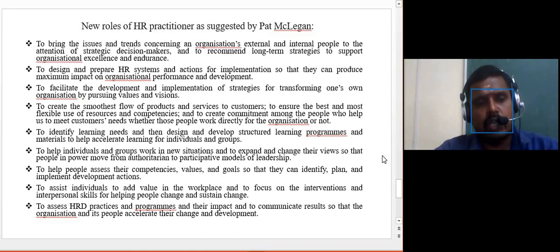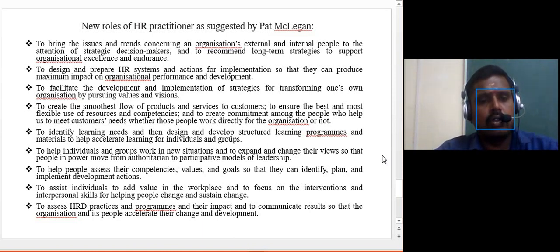And the fourth one: to create the smoothest flow of products and services to the consumers. It ensures the best and most flexible use of the resources and competencies and creates the commitment among the people who help us to meet customers' needs, whether those people work directly for the organization or not.